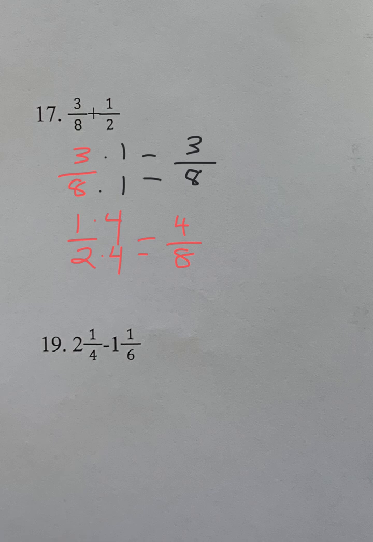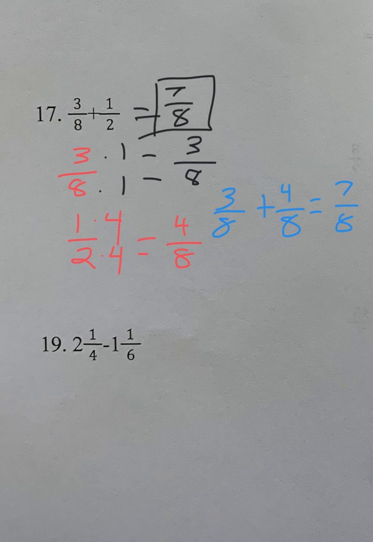Now I'm going to rewrite this. 3/8 plus 4/8 gets me 7/8. I'm going to bring this answer all the way up to the top just to make it look nice. I know that 3/8 plus 1/2 is 7/8. That's my answer. All right, let's move to number 18.